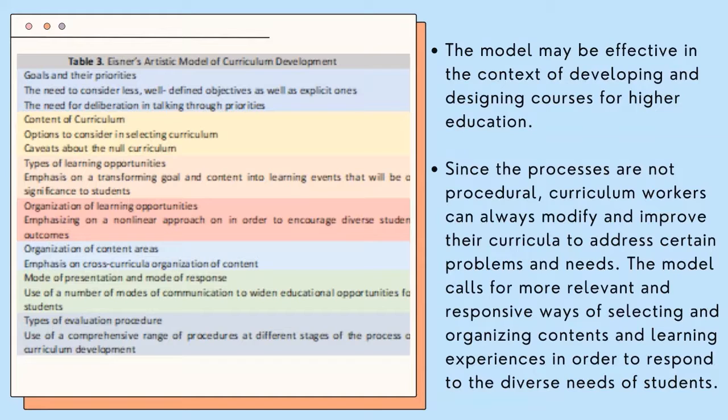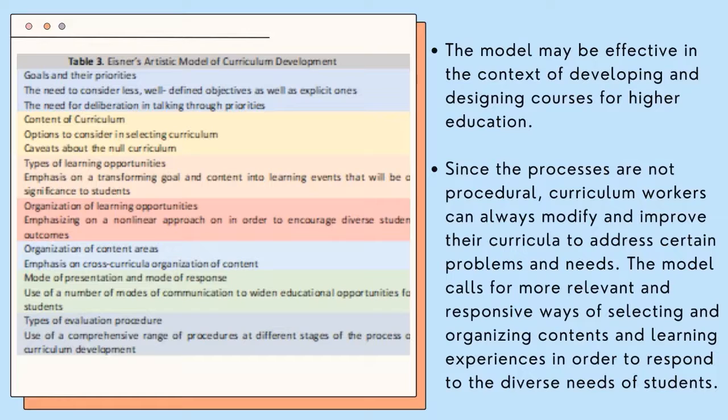The model may be effective in the context of developing and designing courses for higher education. So, the influence of academic freedom and the changing nature of the disciplines in higher education require a curriculum model that is less prescriptive but logical enough to embrace the artistic or creative way in which faculty members develop their courses. And this model fits that concept.